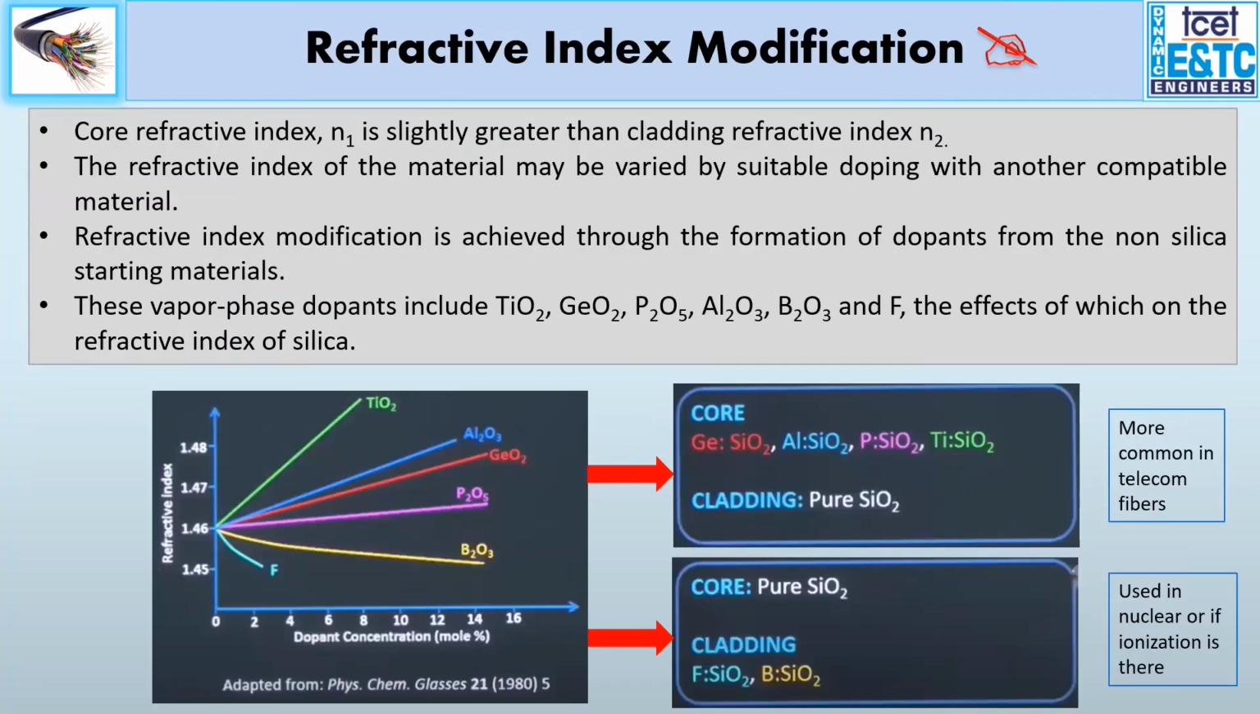Now when you are making the fiber or the refractive index profile of the fiber, these are the materials that can be added to change its refractive index during the fiber fabrication process. So depending upon the material, the refractive index changes, whether you're making a core or a cladding, and accordingly you can add these impurities.